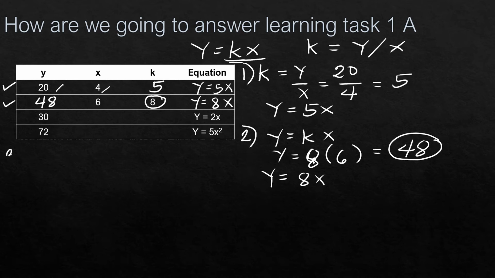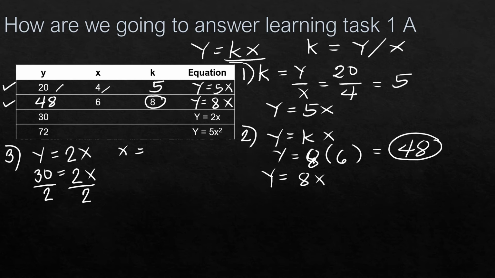Tapos na tayo sa second line. Third line. For third line, you're given with y and the equation. Your equation is y is equal to 2x, and our y is 30. Ang gagawin lang natin, divide both sides by 2 to get the value of our x. That means x is 30 divided by 2, 15. Then, our constant k, kasama nung equation, which is 2.